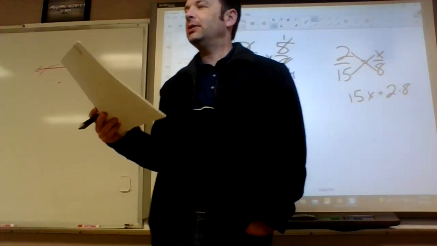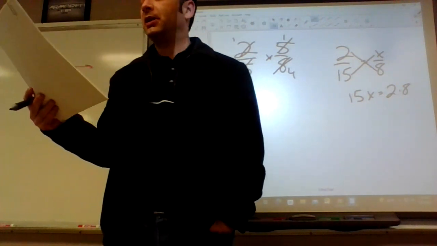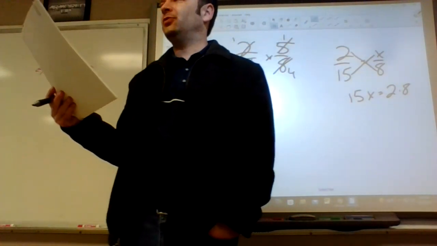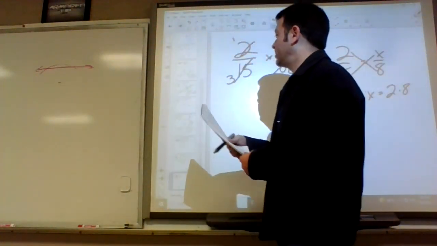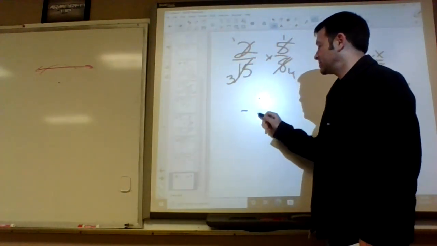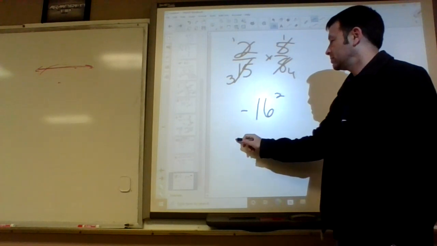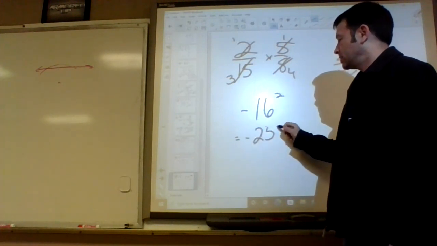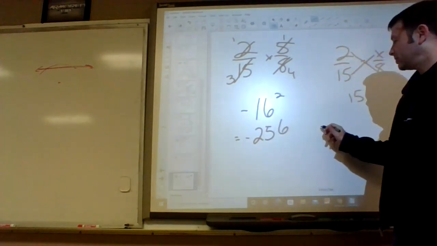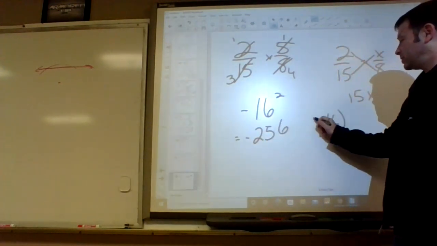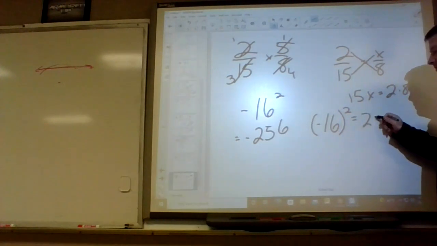Okay, on 10, this fooled the other class. Should that come out positive or negative? Negative. I mean positive. Okay, should come out negative. Why does it come out negative? Because the parentheses go around the 16. Because you're squaring 16, not negative 16. So, if you do this, it would come out positive.